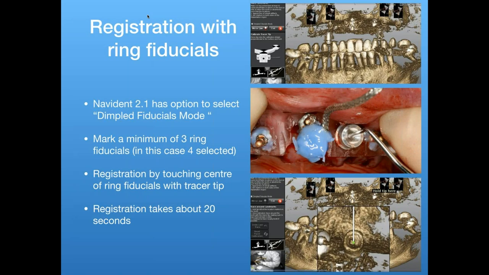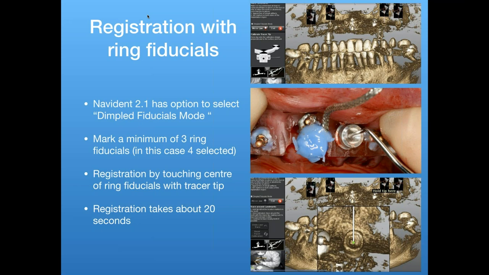So registration with the ring fiducials. I know we're soon likely to have Navident 2.2 available, but Navident 2.1 has the option to select the dimple fiducials mode. And by clicking onto that, it gives us the opportunity to mark a minimum of 3 ring fiducials for registration. In this case, I selected 4.